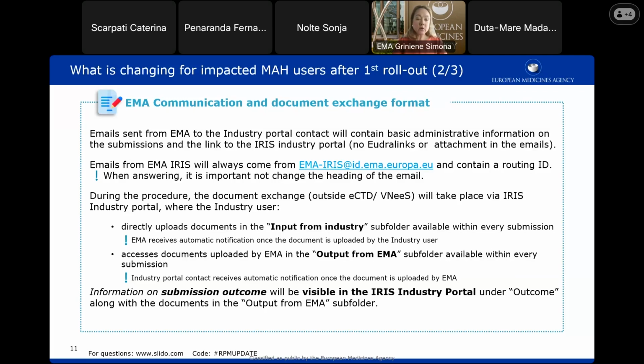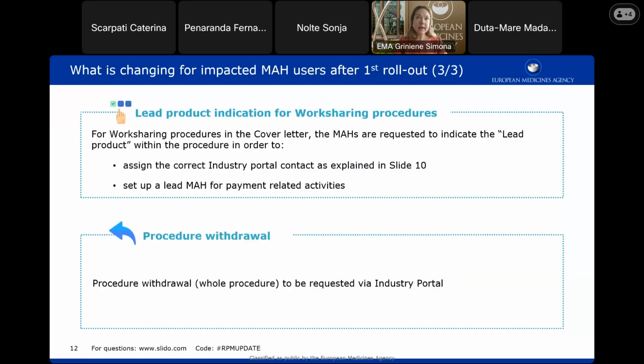Information on submission outcome, which means the procedure outcome, will also be available on the IRIS Industry Portal under outcome, along with the documents in the Input from EMA subfolder. So it's also very useful that you can see the outcome of the procedure from your side independently as well. So these are the main things which are important to know on what is changing in terms of the EMA communication and document exchange format. If we go to the next slide, please.